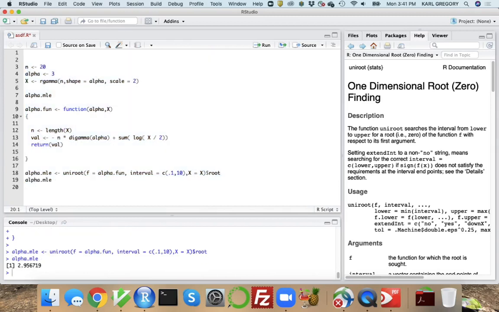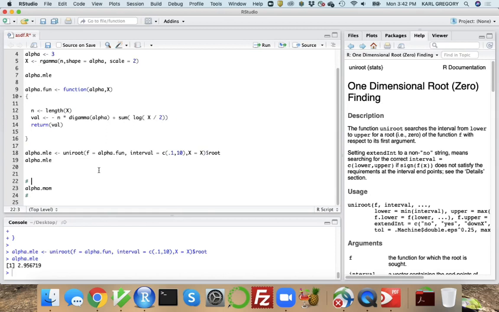I get 2.95. That's great. The true value of alpha is 3, and I estimated it to be 2.9567, so that's kind of close. What was our method of moments estimator of alpha? We didn't write it down on the paper, but let's do some comparisons between the method of moments estimator of alpha and the maximum likelihood estimator of alpha.